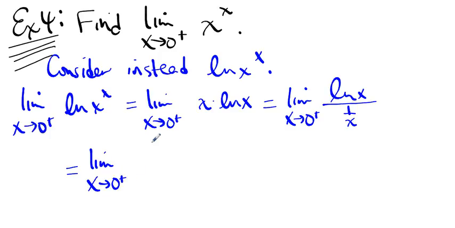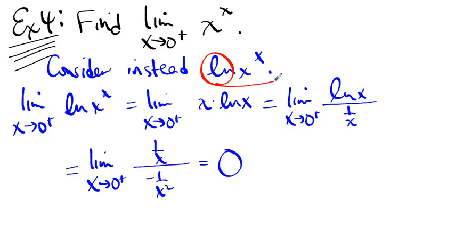L'Hopital's rule says take the derivative of the numerator and the derivative of the denominator and try again. Well, no surprise, this turns out to be 0. So if the natural log of the thing we want turns out to be 0, then the thing we want has a limit of e to the 0, and that's 1. I'll go one more.